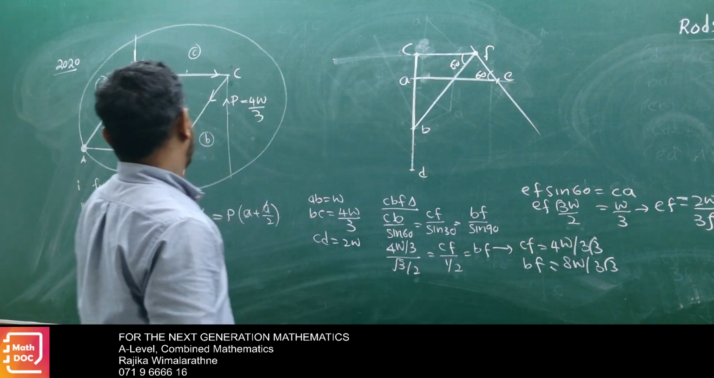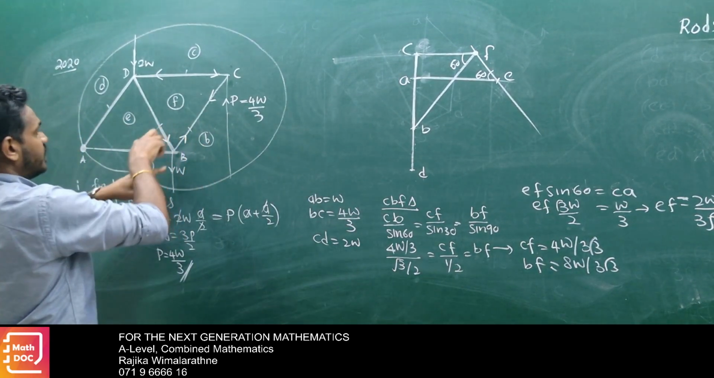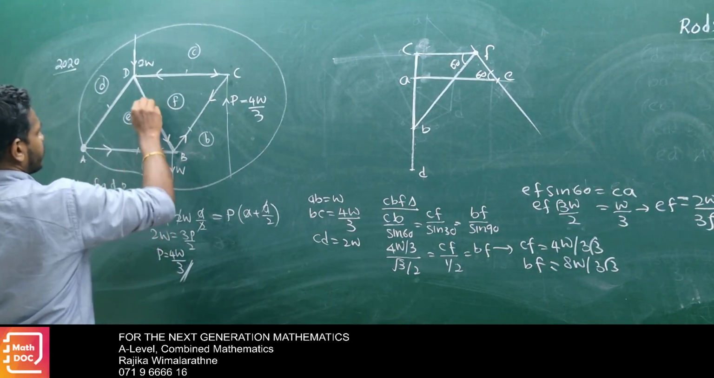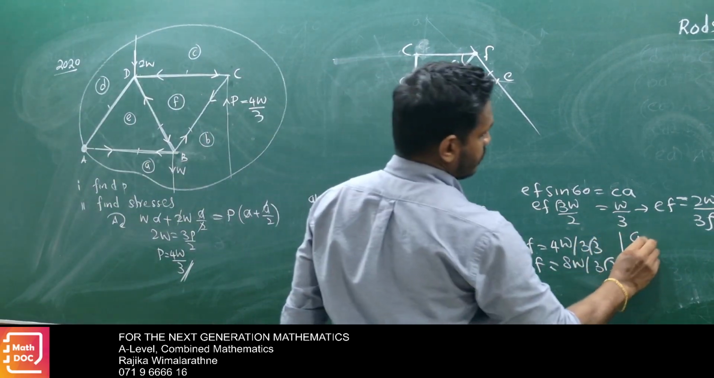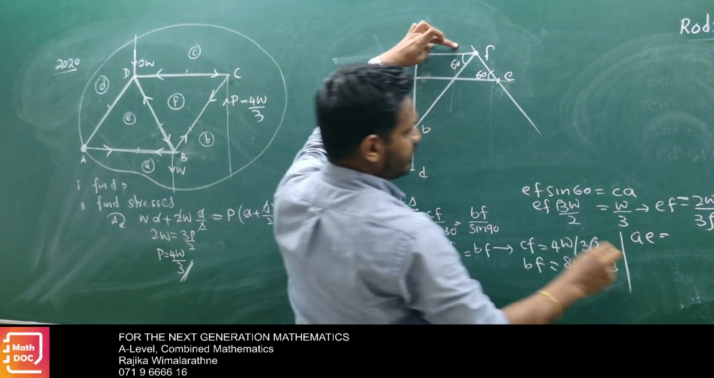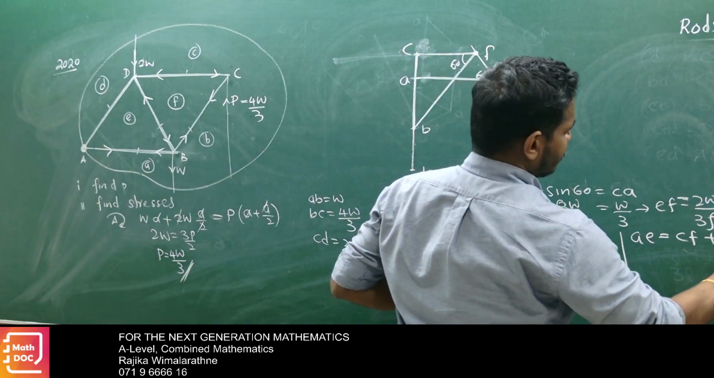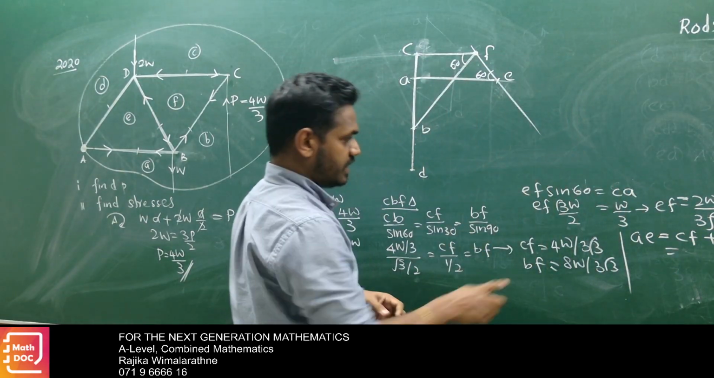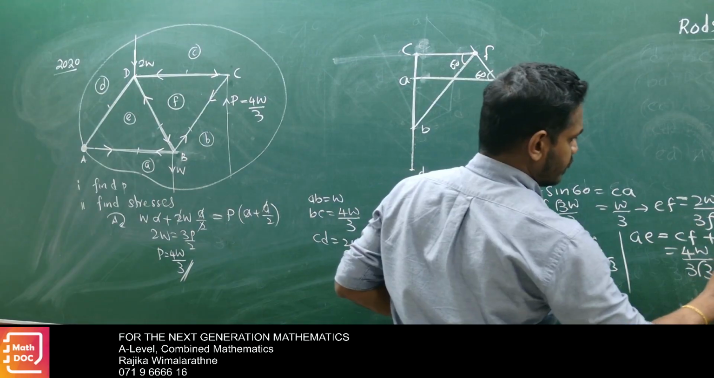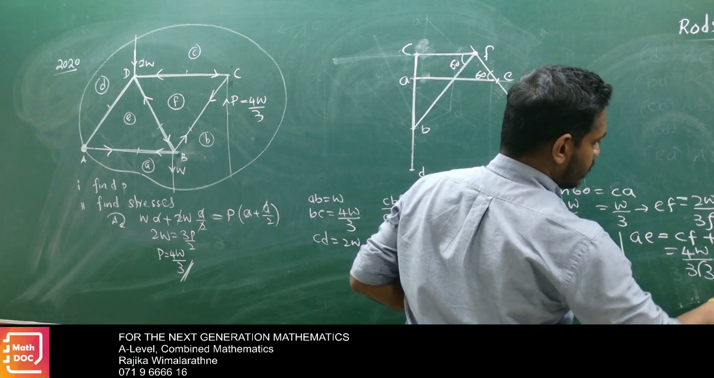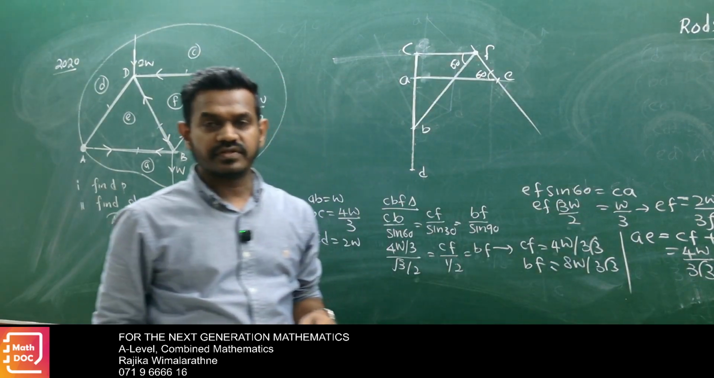Okay now. Then FE, EA, then find the AE value. AE equals CF plus EF cos 60. CF is 4W over 3 root 3, EF is 2W over 3 root 3 times half, so 5W over 3 root 3.